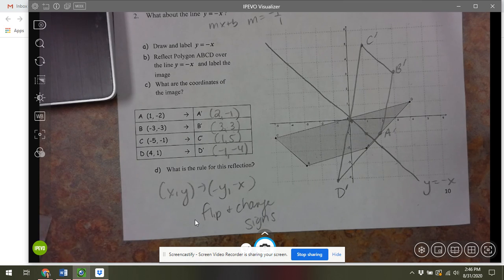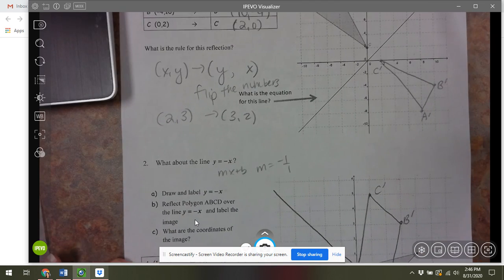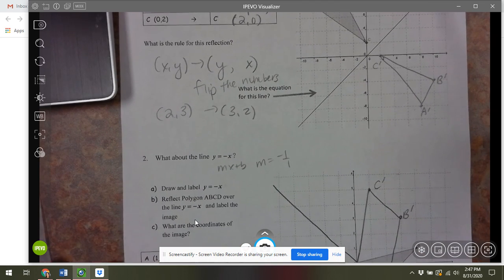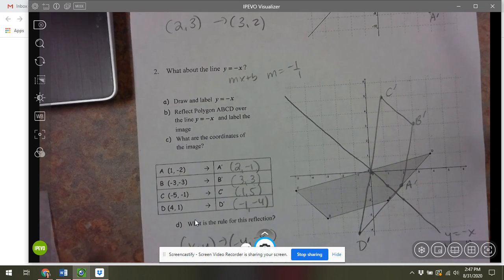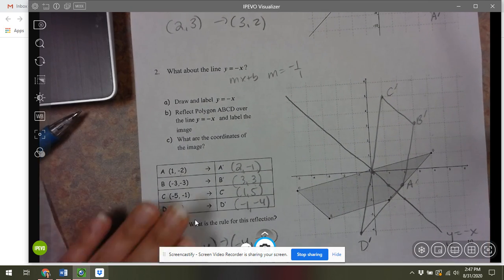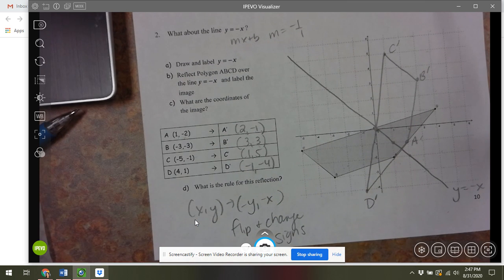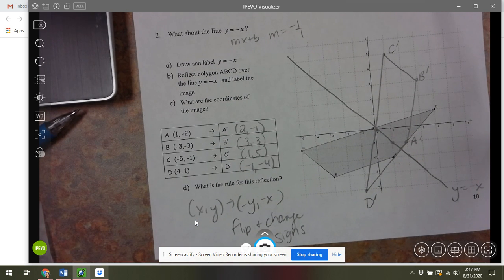Now, on a test or a quiz, will you have to flip over crazy slanted lines? No, you're going to go over horizontal and vertical lines on a quiz or a test. But I wanted you to see how it works for slanted lines and how the slope relationships work. So there you go.